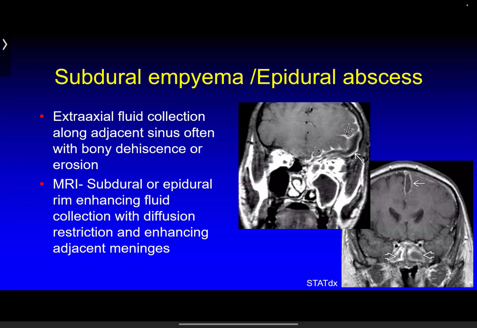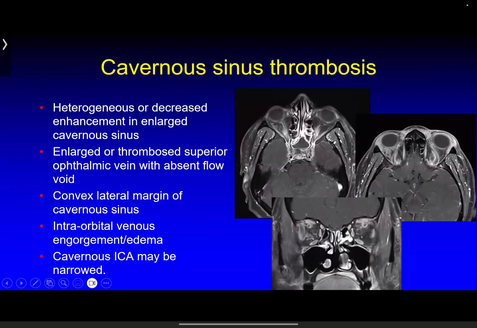And so here in this patient who has extensive sinus mucosal disease, there is a subdural rim-enhancing fluid collection consistent with a subdural empyema and leptomeningeal enhancement consistent with a localized meningitis. In a different patient, there is a subdural empyema along the left side of the falx, and the culprit was a sphenoid sinusitis. Cavernous sinus thrombosis is a dreaded complication of sinusitis and can bring the patient to the ER.